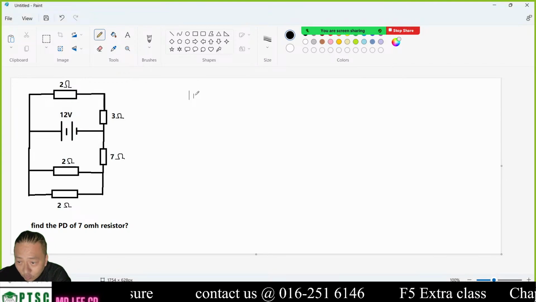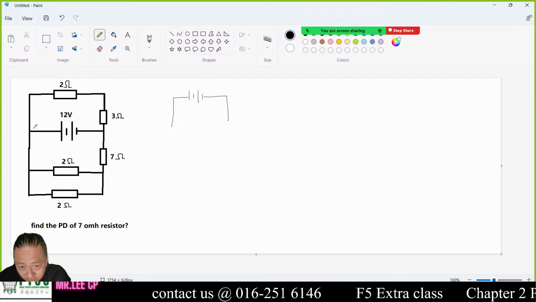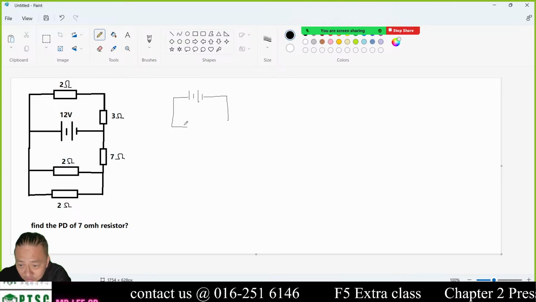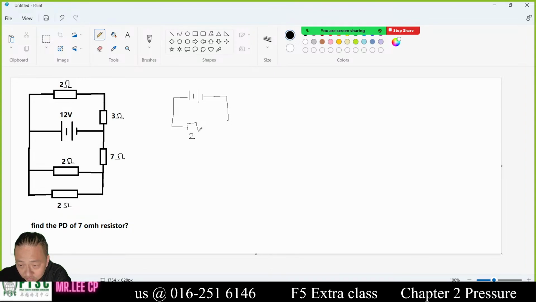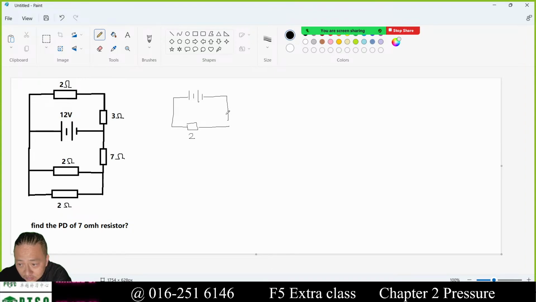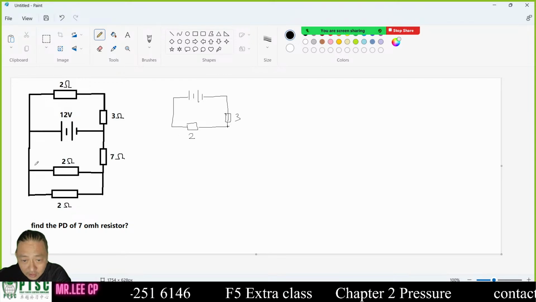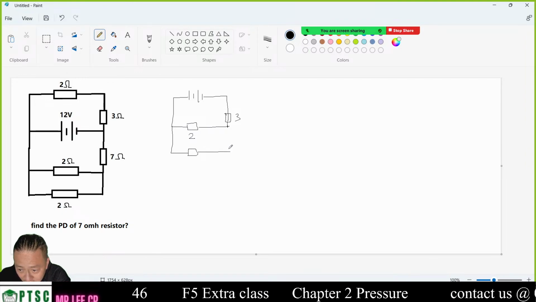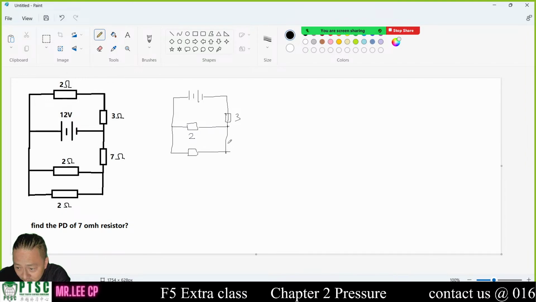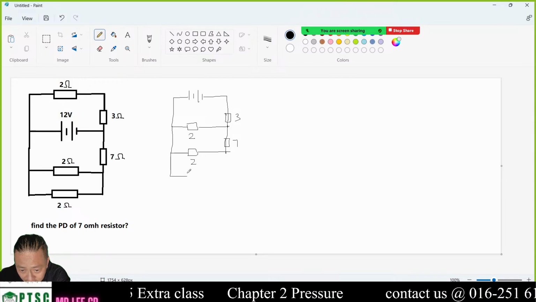I always like my battery here. And then it breaks into here. You break into this one first: 3 and then 2 and then 3. And then you come to here: 2 and 7. And then lastly 2.